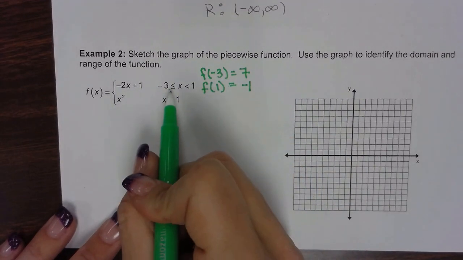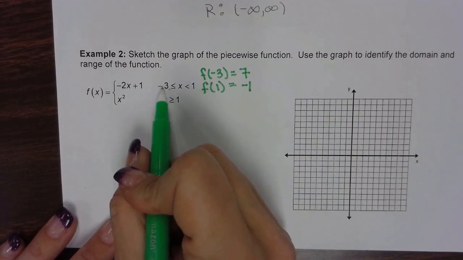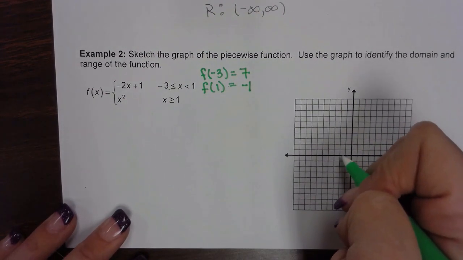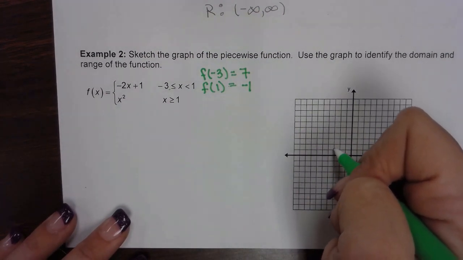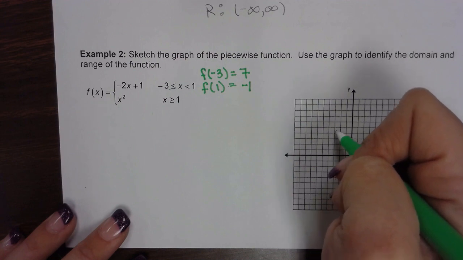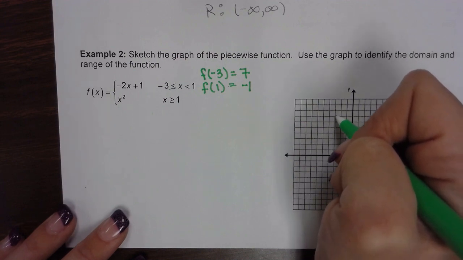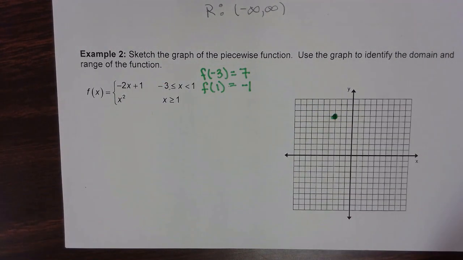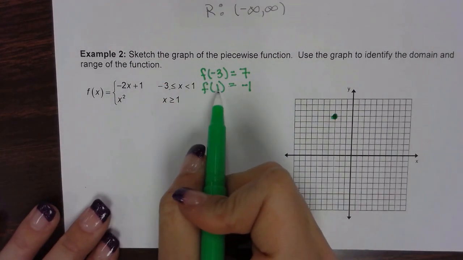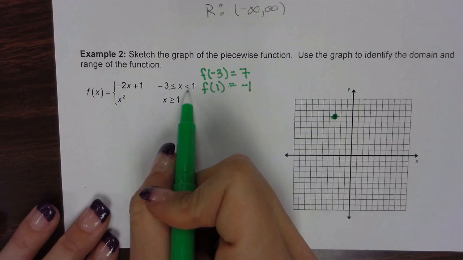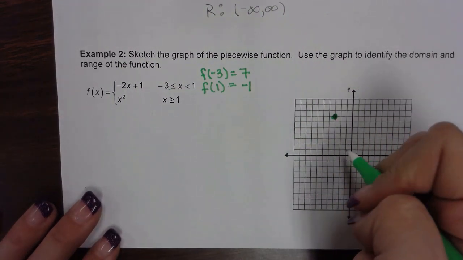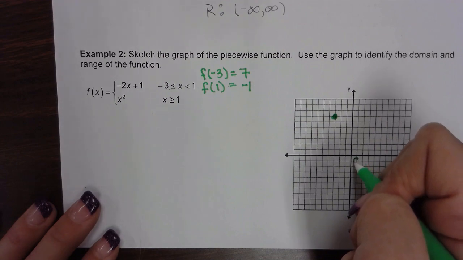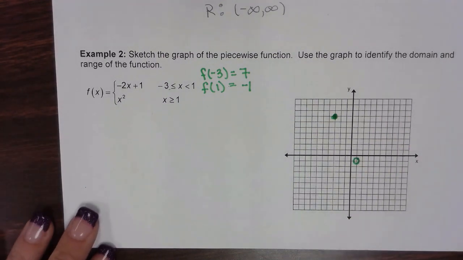Let's keep in mind it's equal to for the negative 3, so that's going to be filled in. So 1, 2, 3, and then 7: 1, 2, 3, 4, 5, 6, 7. And again, that was filled in, right, guys? Now we have our 1, negative 1, but that is not equal to, so that's going to be open. So 1, negative 1, and that's going to be open.